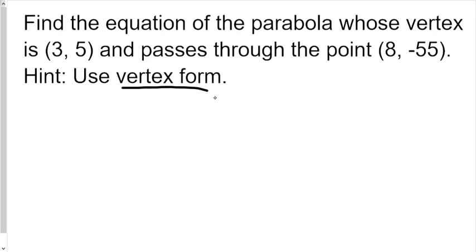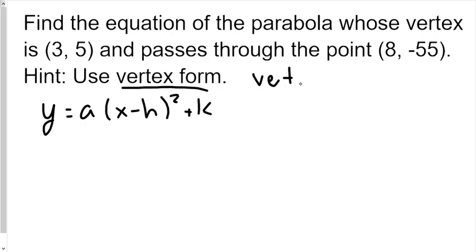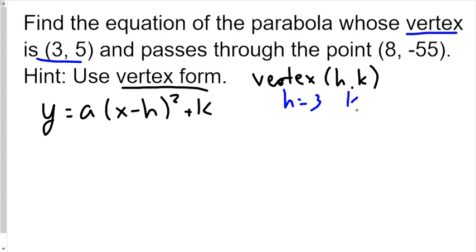Our vertex form is y equals a times (x minus h) squared plus k, where the vertex is (h, k). Sorry, my handwriting is pretty bad. Normally we have an a value to work from and the vertex, and we just plug in. But we do have the vertex, which is (3, 5). That means h equals 3 and k equals 5.